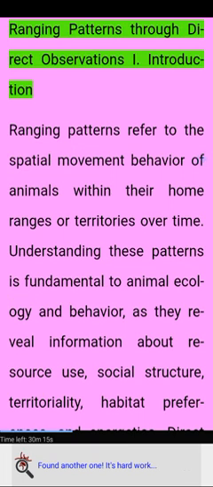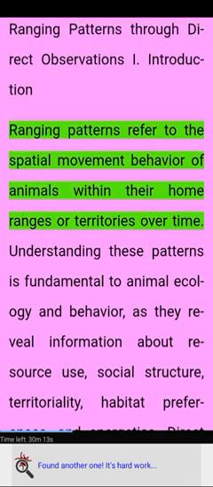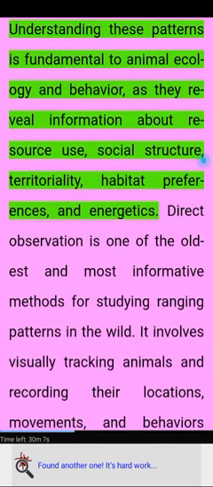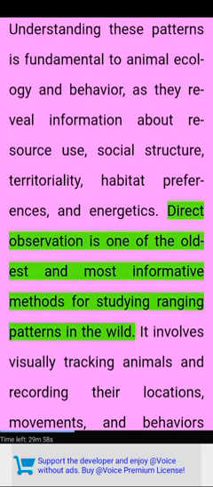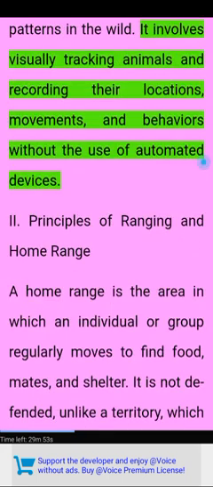Ranging patterns through direct observations. Introduction. Ranging patterns refer to the spatial movement behavior of animals within their home ranges or territories over time. Understanding these patterns is fundamental to animal ecology and behavior, as they reveal information about resource use, social structure, territoriality, habitat preferences, and energetics. Direct observation is one of the oldest and most informative methods for studying ranging patterns in the wild. It involves visually tracking animals and recording their locations, movements, and behaviors without the use of automated devices.